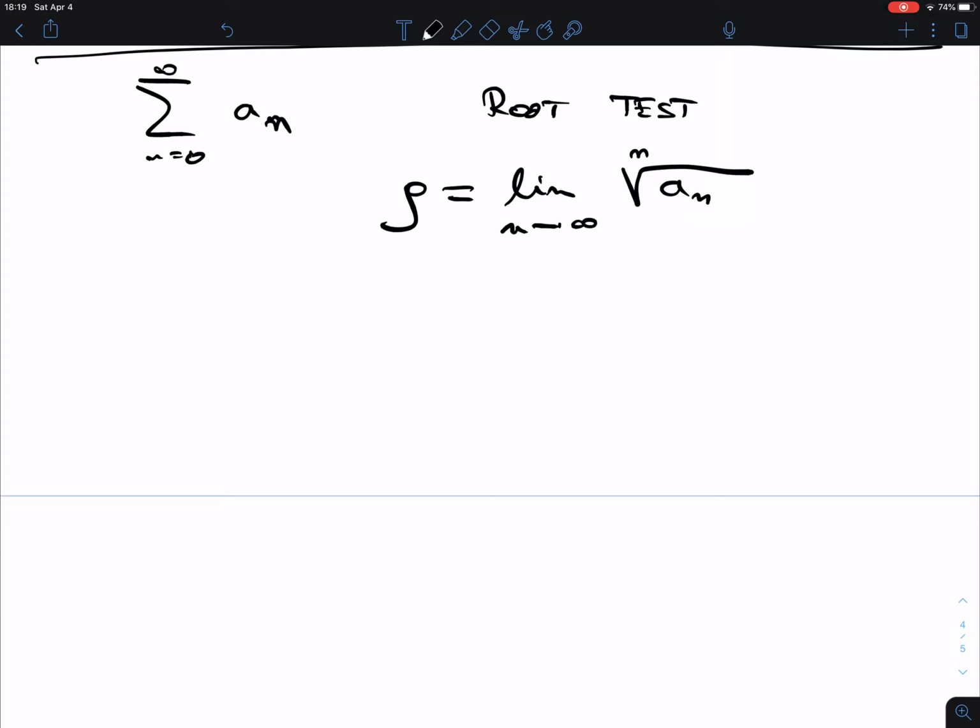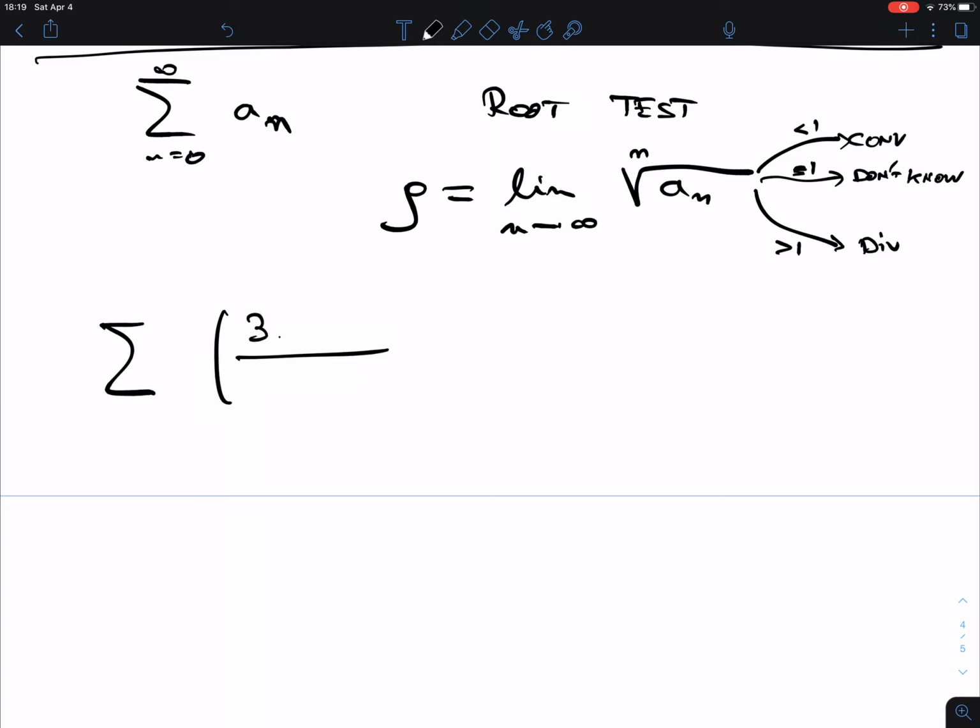As I said, the conditions are going to be the same. If this is less than 1, then we have convergence. If this is bigger than 1, then we have divergence. And if this is equal to 1, that's bad luck, because then you don't know, meaning you shouldn't have used this test. Okay, let me give an example of how this works. That's why I'm saying you won't see it much, because it's a little bit contrived.